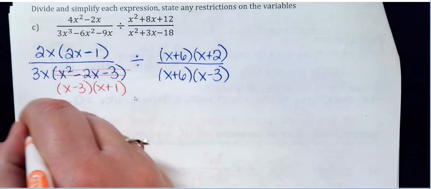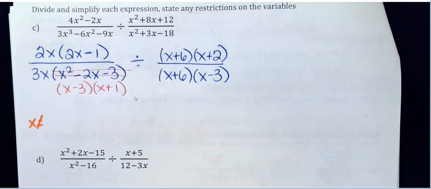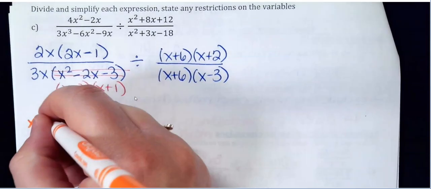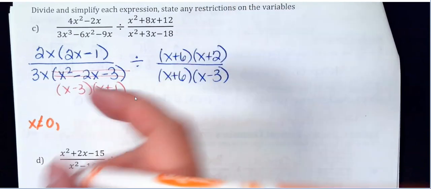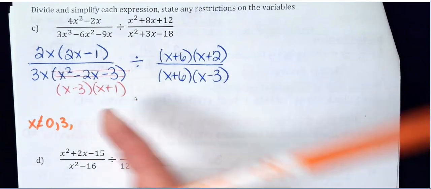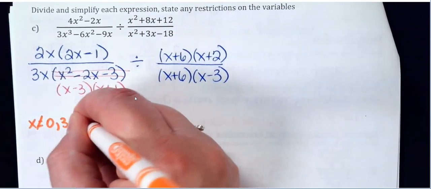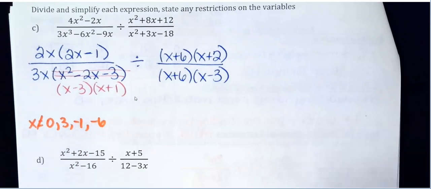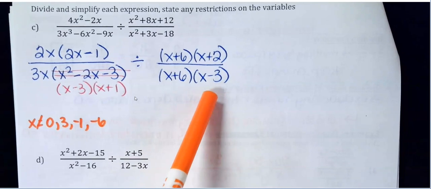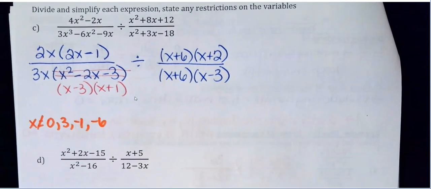In terms of just the 3x, right? The x, if I would plug in 0, not 3, 0, that would be a problem. Okay, now, x minus 3, 3 would be a problem. X plus 1, negative 1 would be a problem. X plus 6, negative 6 would be a problem. And then x minus 3, I already took care of that from the first question, so I'm not going to cross anything else out.